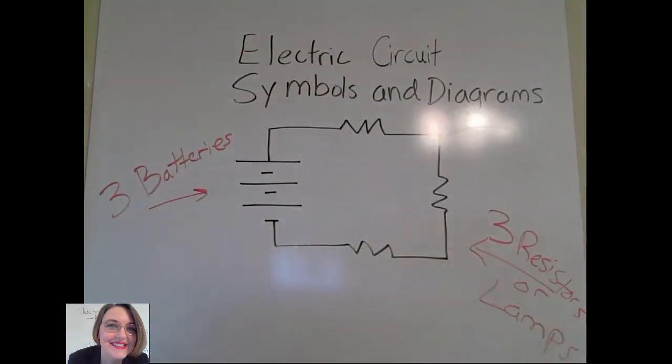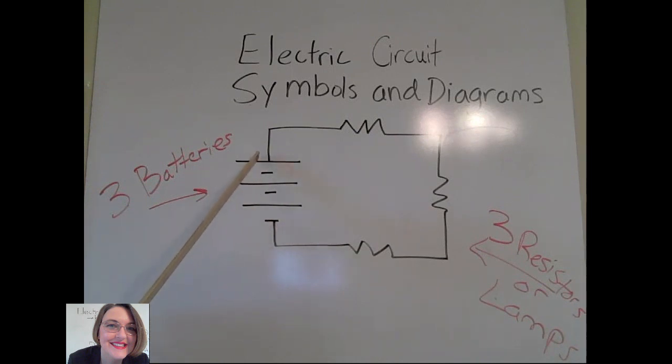For example, here's a diagram using a battery symbol, and this represents a 3-cell battery. So this could be like you packing 3 D-cell batteries or lining up 3 D-cell batteries in series to create a more powerful battery. Here's the positive terminal of the battery, and this is the negative terminal of the battery.